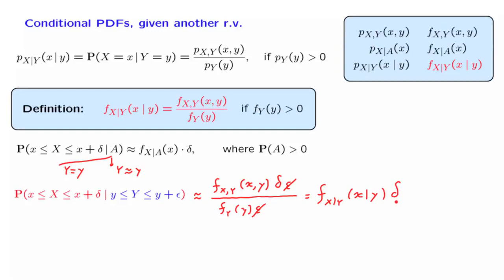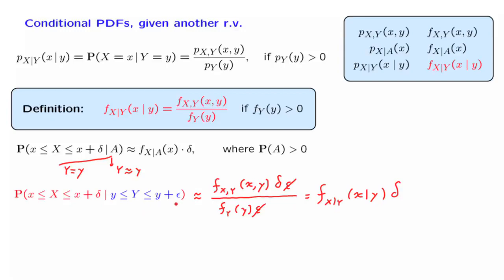We see that the probability of a small interval is equal to a PDF times the length of the small interval. However, because we are conditioning on y being approximately equal to a certain value, we end up using a corresponding conditional PDF, where the conditional PDF is defined this way. So we now have an interpretation of the conditional PDF in terms of probabilities of small intervals.